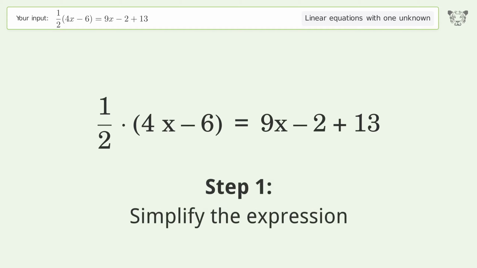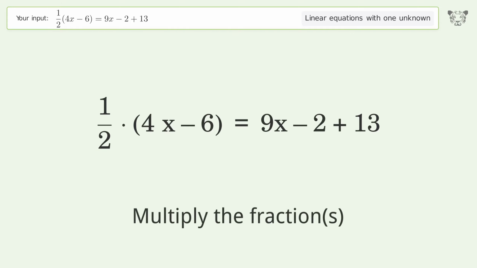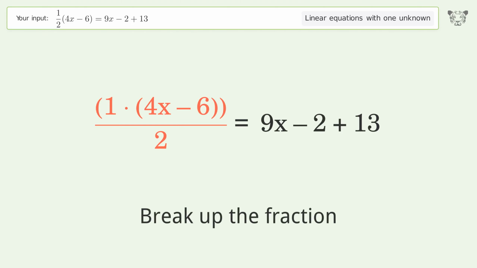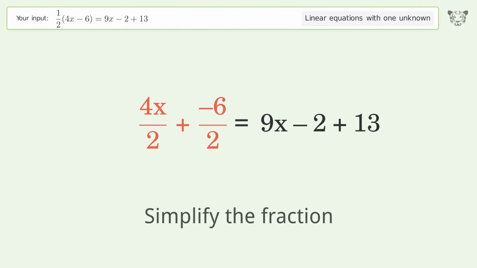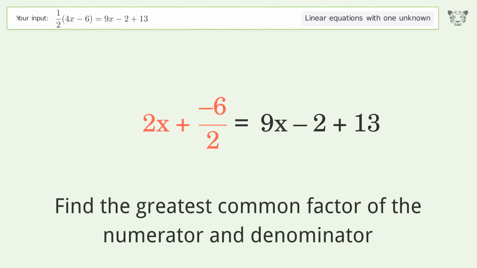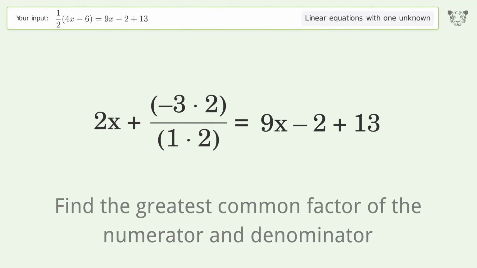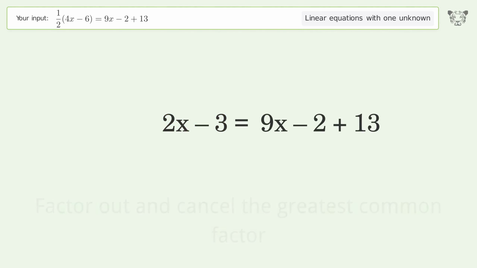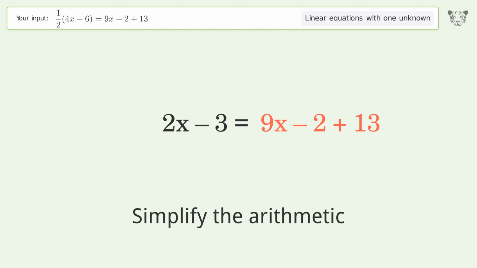Simplify the expression. Multiply the fractions. Break up the fraction. Simplify the fraction. Find the greatest common factor of the numerator and denominator. Factor out and cancel the greatest common factor. Simplify the arithmetic.